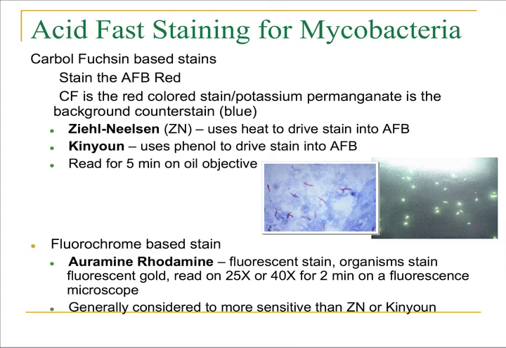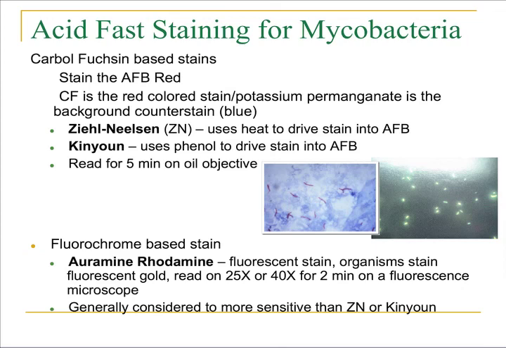The fluorochrome-based stains are usually auramine-rhodamine-based. They're fluorescent. The organisms stain a fluorescent gold color, and they can be read at either 25x or 40x. Usually they're read for 2 minutes on a fluorescence microscope. Most people consider the auramine-rhodamine stain to be more sensitive than the Ziehl-Neelsen or Kinyoun, primarily because of the fluorescence and the ability to have the organisms shining light in your eyes rather than a very flat background of blue and red.